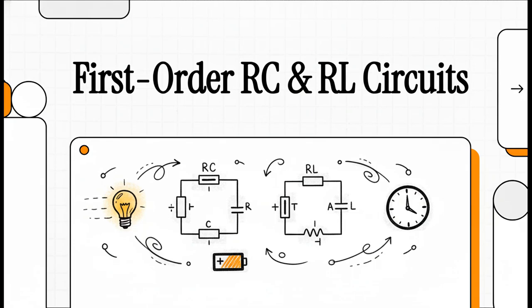Welcome to the explainer. You ever wonder about that tiny pause right before an electronic device actually shuts down? Or when a light kind of dims out instead of just snapping off? Well, believe it or not, that's not a bug, it's a feature. It's all thanks to something called first-order circuits. And today, we're going to dig into exactly how they work.